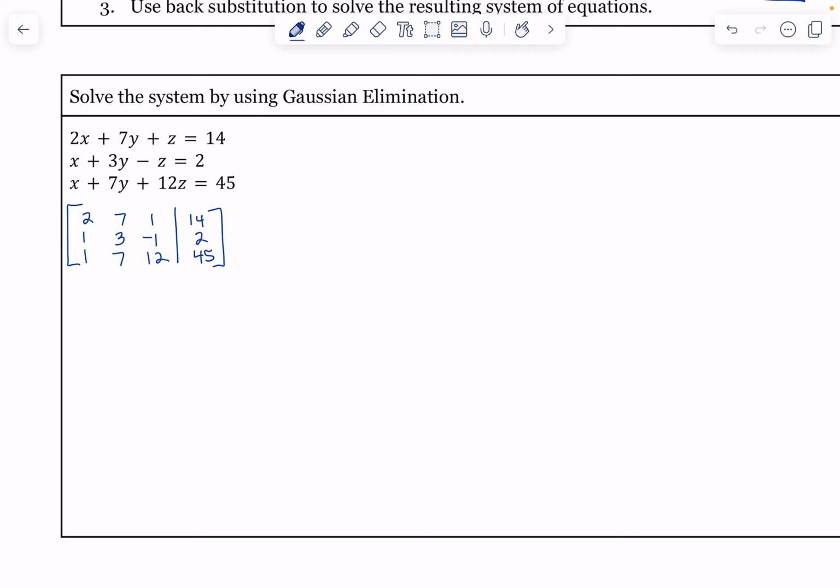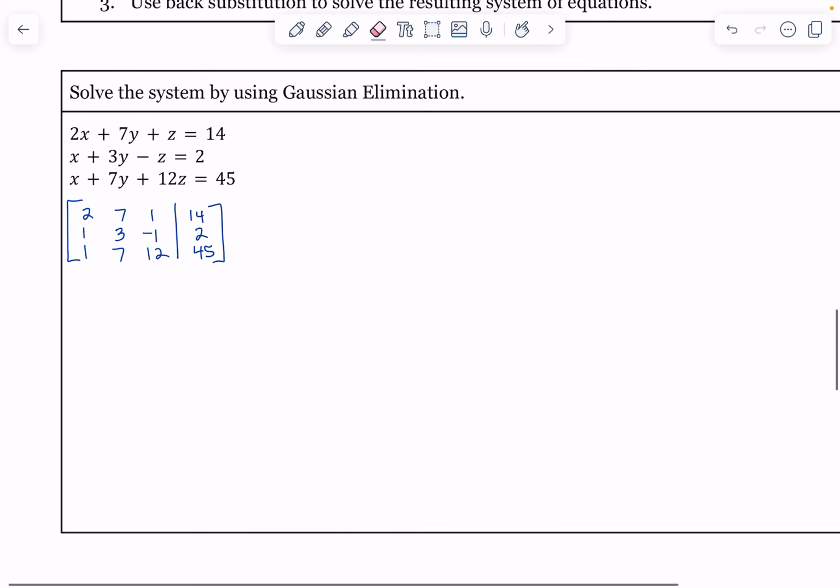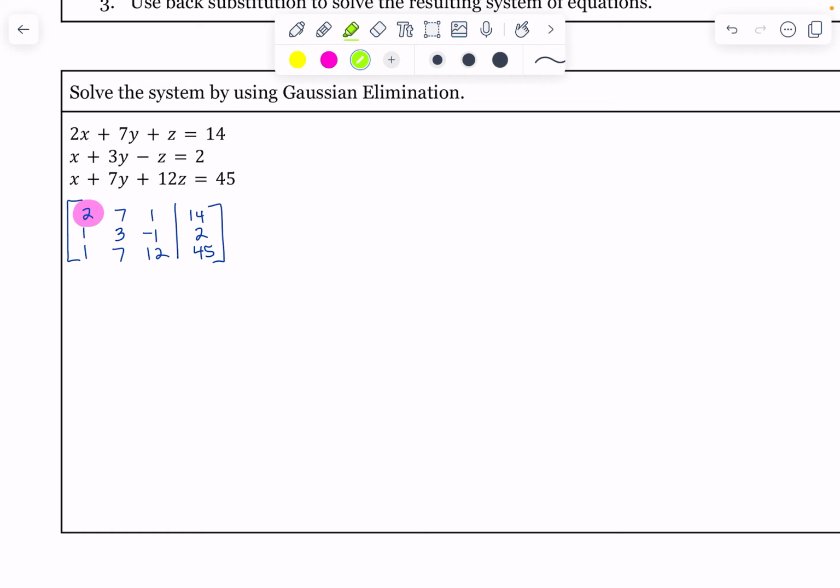Okay, the first thing that I want is a 1 in this top left corner, and we're going to work our way down. So the first thing we want is a 1 in that top left corner, then we want a 1 in the middle spot, and then we're going to want a 1 in the bottom spot. Okay, so that's kind of our three goals. So notice here, I have ones already in these two slots. So if I switch these two rows, I'm going to have my first goal. I'm going to have a 1 in the top left spot.